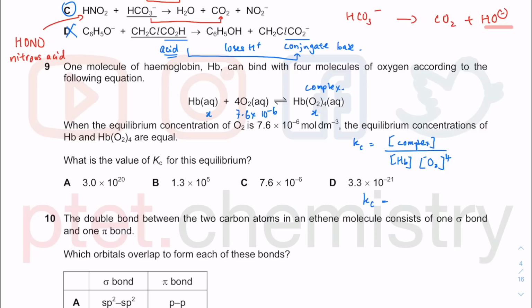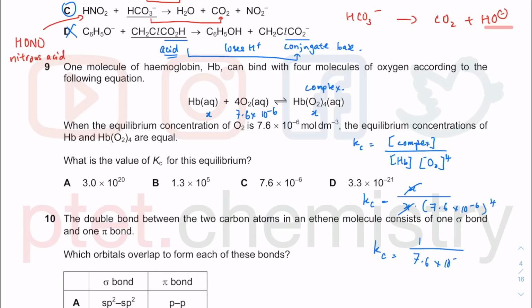So Kc is equal to the complex concentration, which is X, because we are told the concentration of the complex and the hemoglobin are equal at equilibrium. So X on top, X for the hemoglobin as well. The X and the X cancel, and then I get 7.6 times 10 to the minus 6 to the power of 4. So I just get 1 over 7.6 times 10 to the minus 6. Don't forget to the power of 4 there.